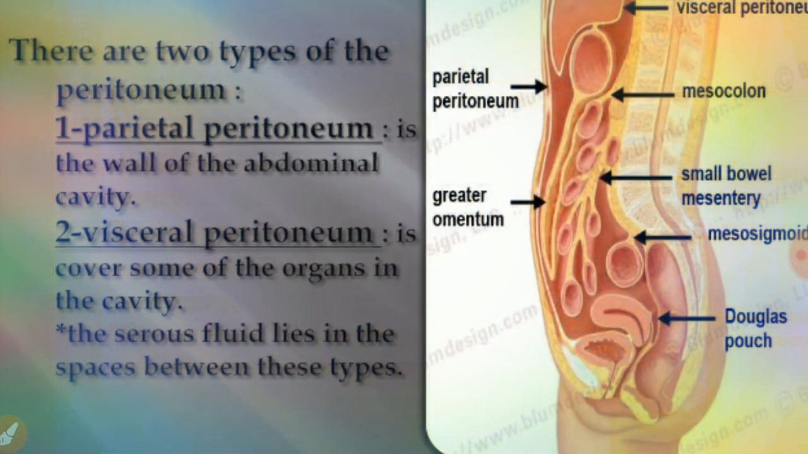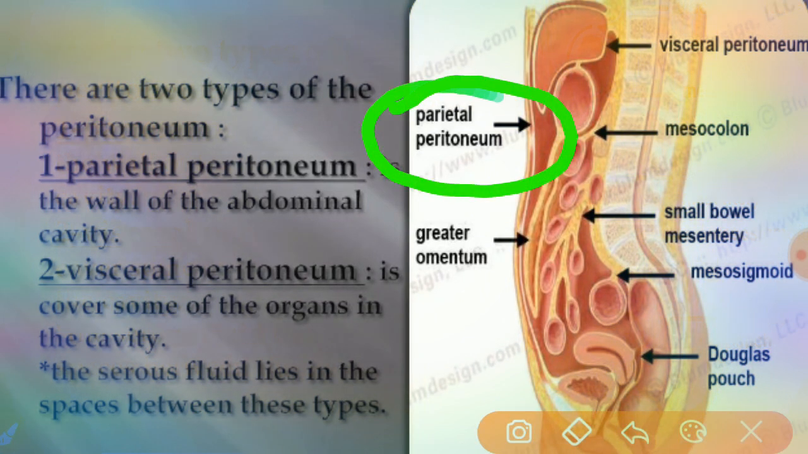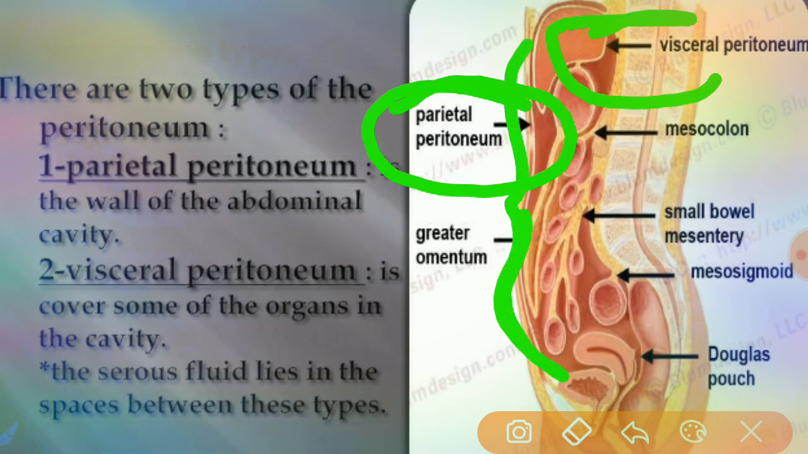See here, there are two types of peritoneum: the parietal peritoneum and the visceral peritoneum. This is the parietal peritoneum, and this is the visceral peritoneum. The parietal peritoneum is the wall of the abdominal cavity, lining the abdominopelvic cavity. The visceral peritoneum covers some of the organs in the cavity. This is the visceral peritoneum.